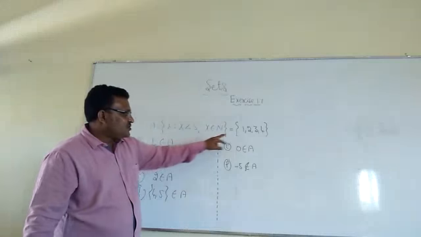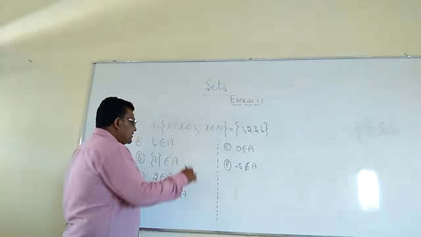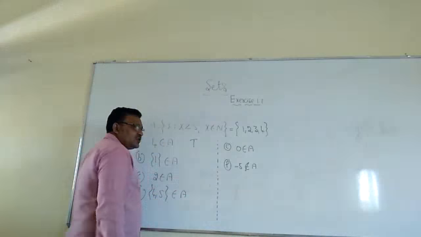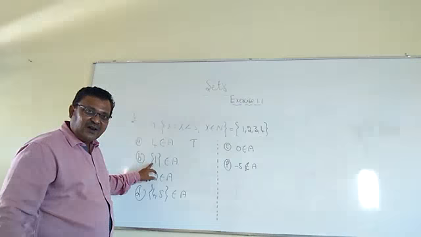Then 4 belongs to A. Clearly, 4 is an element. That's why it is true. Correct one. And the next one.